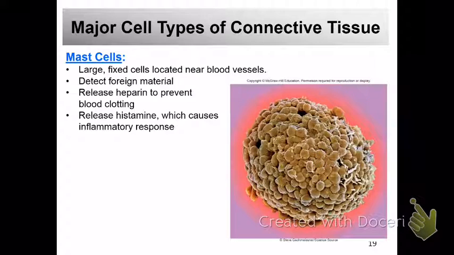Okay, mast cells, which is the third one, they release, you want to know, heparin and histamine. And heparin helps prevent blood clotting, and histamine, that's like inflammation. You've heard of an antihistamine to help with allergies. And so they also detect foreign materials, so pollen and such like that. But heparin, that's an anticoagulant that's given after surgery to prevent blood clots. So you've probably heard of that before.